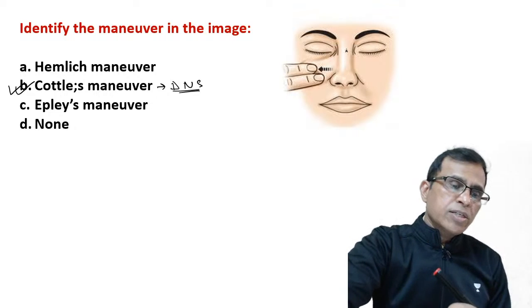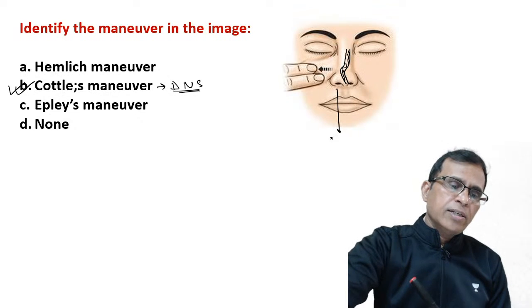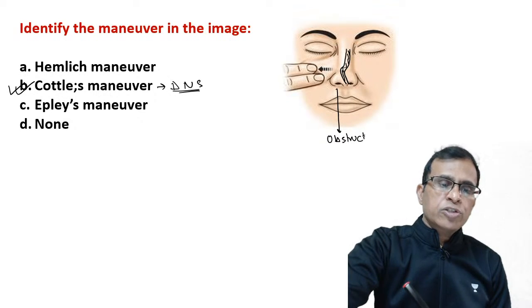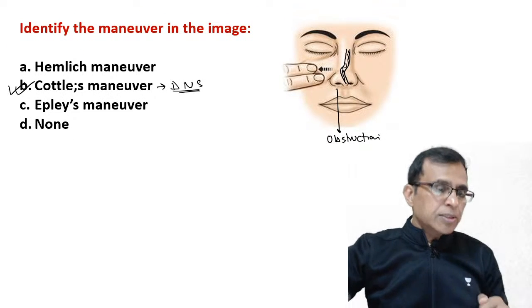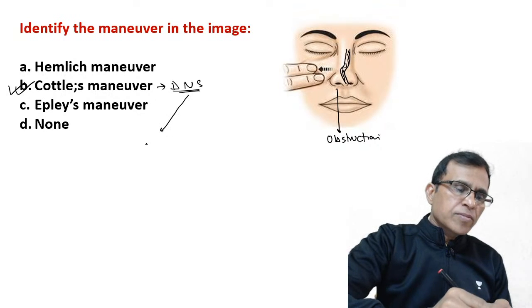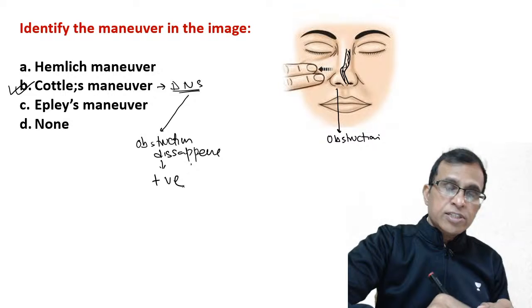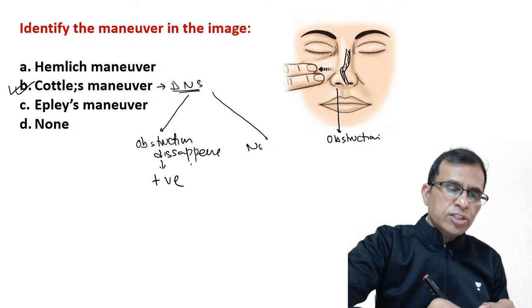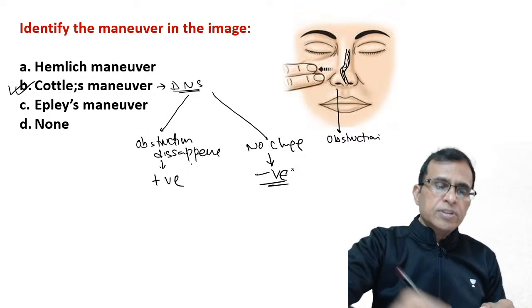So suppose the DNS is on this side, like this, and the obstruction is on this side. The patient is complaining of obstruction on this side. So you pull the cheek of the same side. So what happens is, if the obstruction disappears, then it is a positive Cottle's test. If no change, that means the obstruction is still there, it is negative. This is the interpretation of Cottle's test.